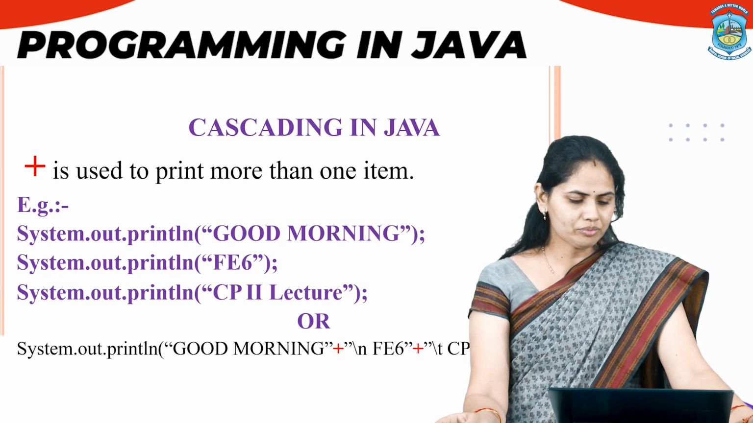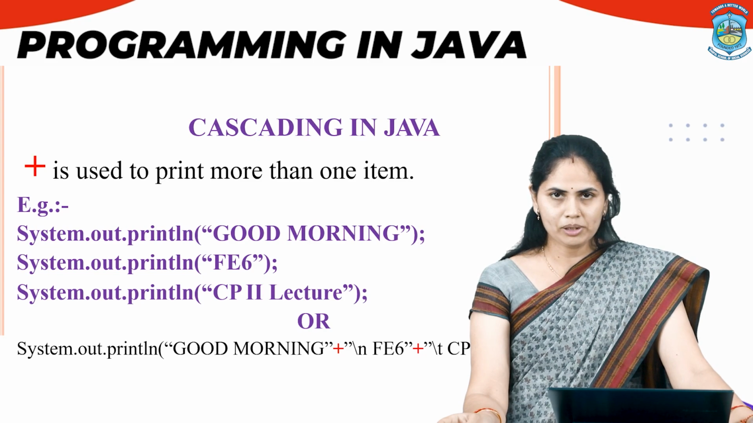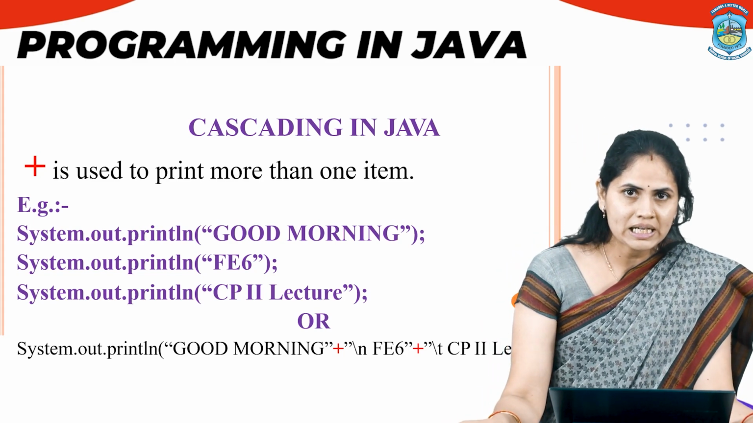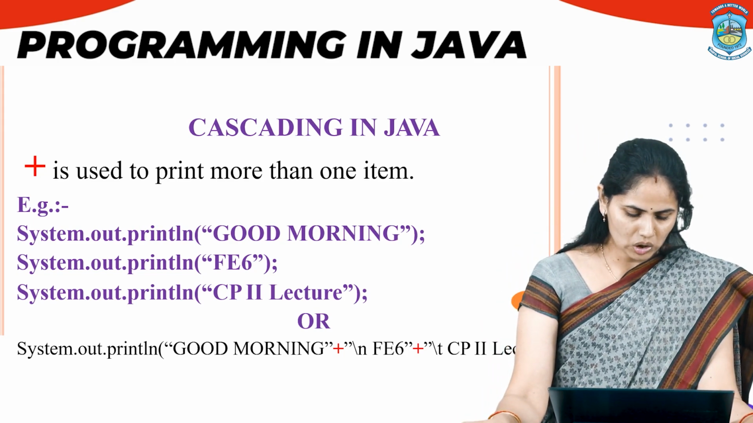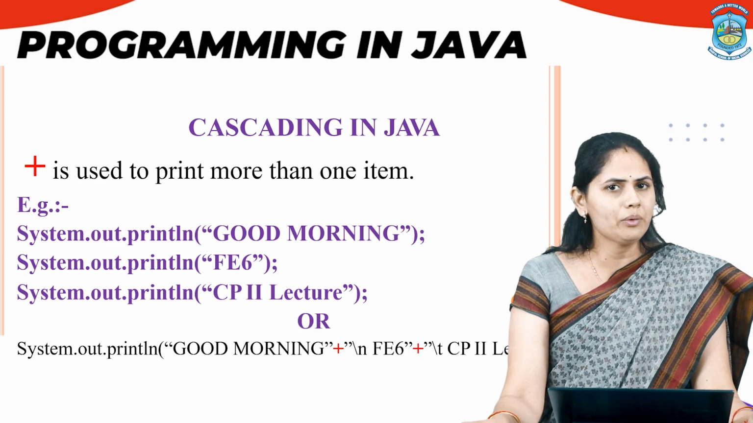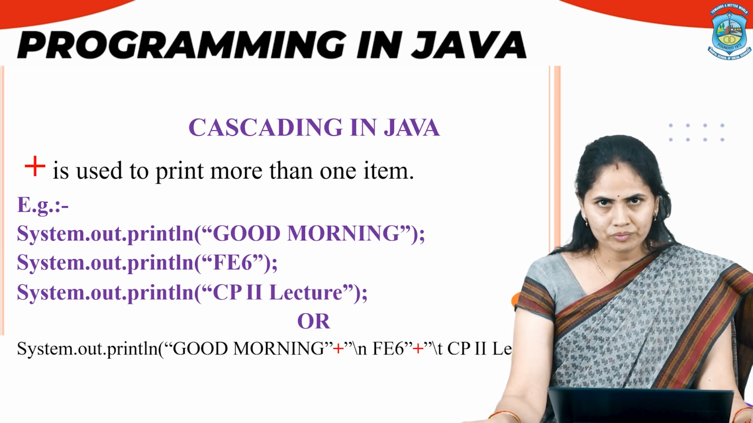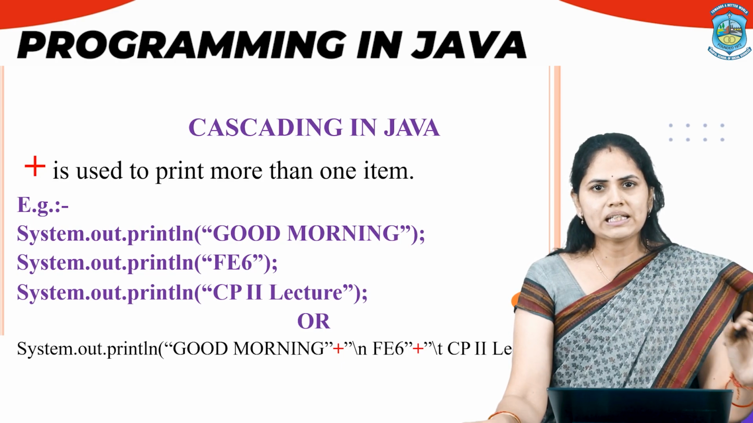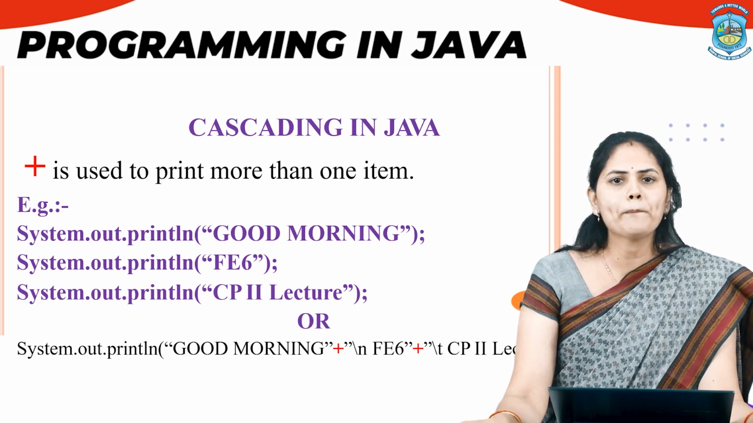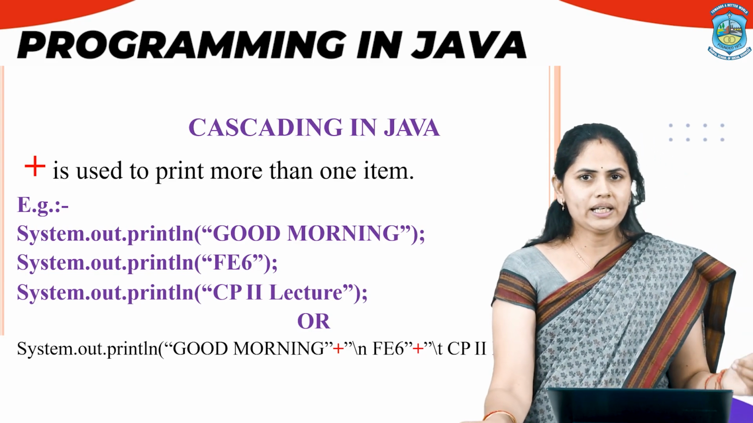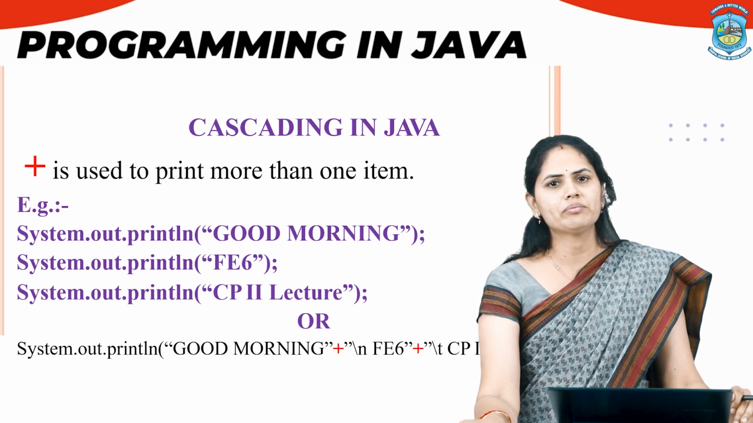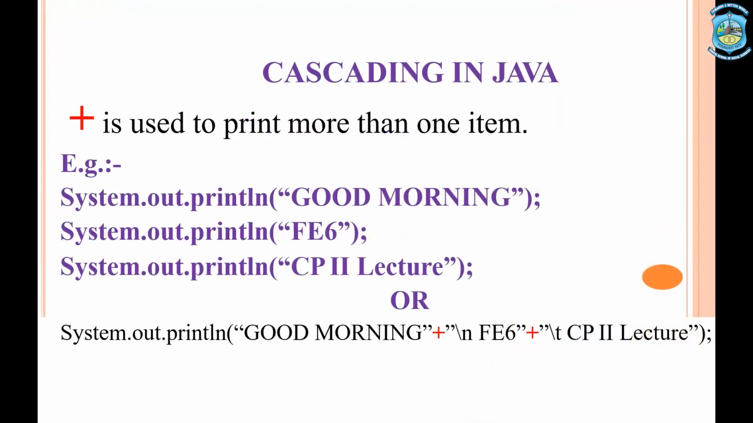Second statement, System.out.println within double quotes FE6. It will also give you, in a new line, FE6. Then in the third line also, CP2 lecture. All three statements are doing the same work, printing a string on the screen, but we are writing these statements again and again. So in place of that, you can combine these strings by using the plus operator. Either you can write the three statements, or you can combine them in a single line by giving the plus operator.